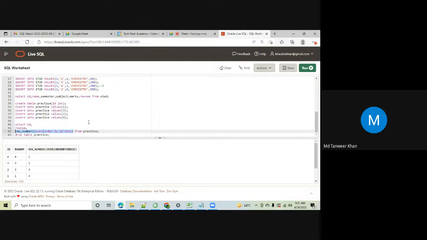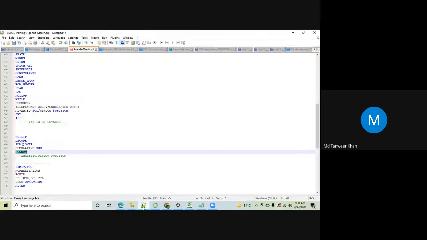So actually, I don't teach this rownum, but in a few batches, the students ask, sir, what is rownum? What is the difference? That's why I started keeping this in the agenda. But this is almost never used. So after rownum, I want to explain to you sum over and cumulative sum.